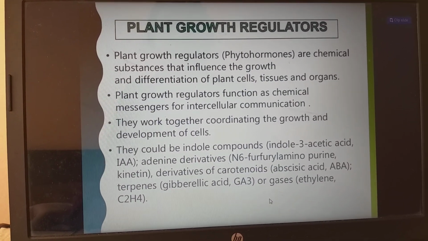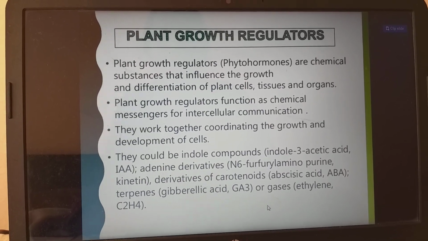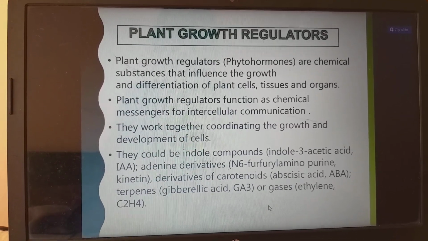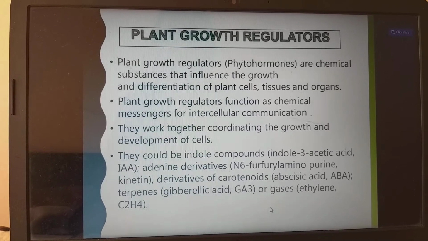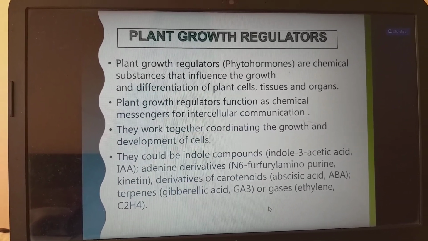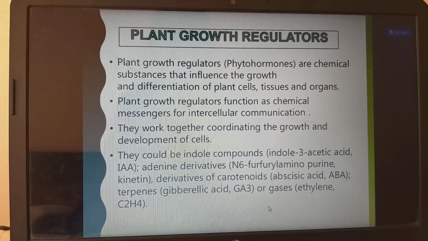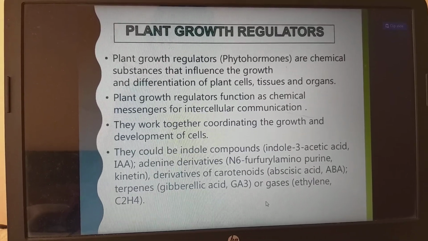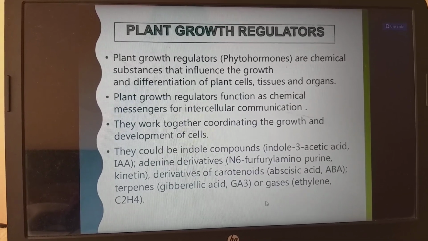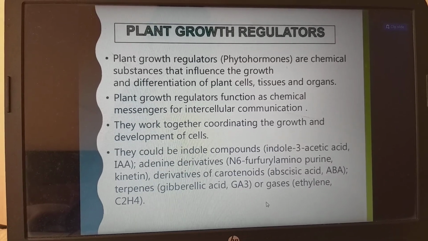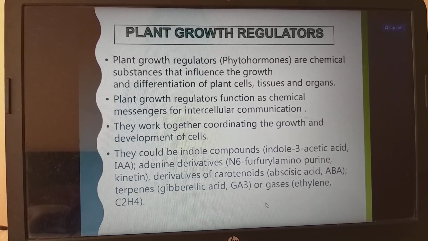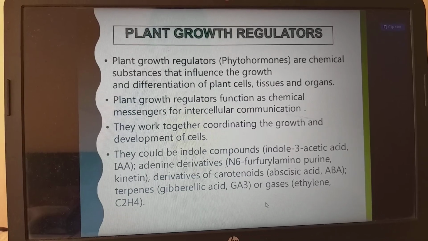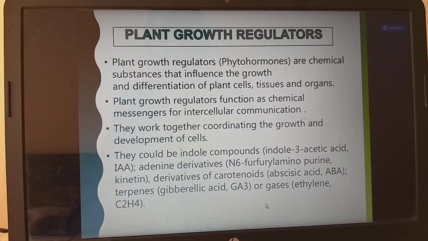Next, plant growth regulators. Plant growth regulators, or phytohormones, are the chemical substances that influence the growth and differentiation of plant cells, tissues and organs. Plant growth regulators function as chemical messengers for intercellular communication. They work together, coordinating the growth and development of cells. They could be indole compounds like indole-3-acetic acid, adenine derivatives like N6-furfurylaminopurine, kinetin, derivatives of carotenoids like abscisic acid ABA, terpenes like gibberellic acid GA3, or gases like ethylene C2H4.